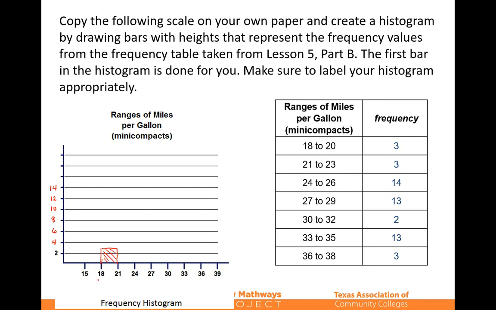This basically means up to, but not including 21. So this range actually does include 18, 19, and 20. If it was something that was in between, it would include everything up to, but not including 21. The next bar will include everything from 21 up to, but not including 24. We notice here that was 3 again, so we draw another bar the same height. I'm going to kind of color it the other way.